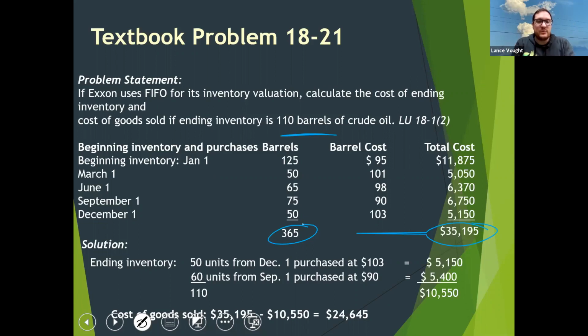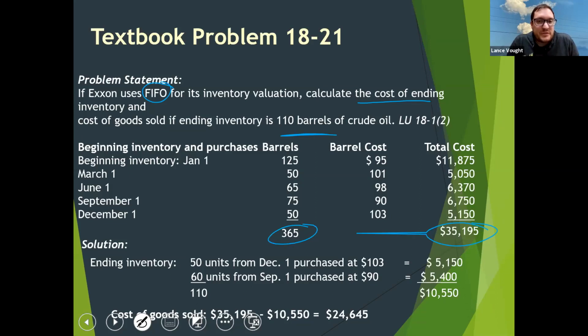Well, we just have to add those two columns. The barrels column tells us there were 365 barrels purchased, and the total cost column says the cost of those barrels is $35,195. Now, these barrel costs, if this was a year ago, were very high, but now, because gas prices are higher, they are actually kind of accurate relative to what's going on in the actual economy. So the first thing it asked us to determine was the cost of ending inventory. To determine that, we have to figure out which method we're using. This says we're using first in, first out.